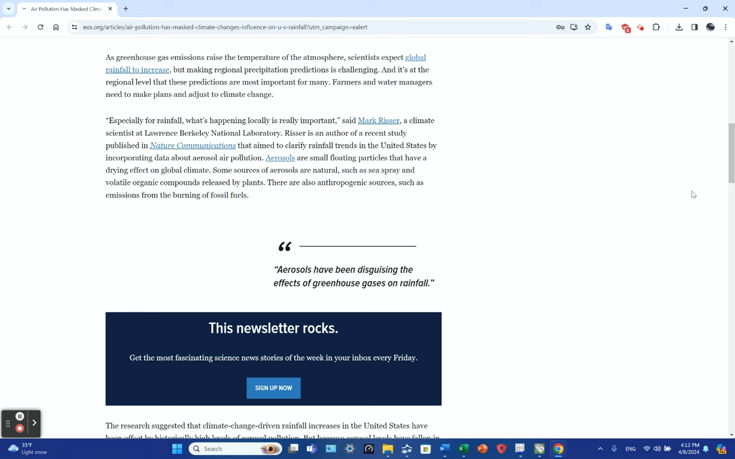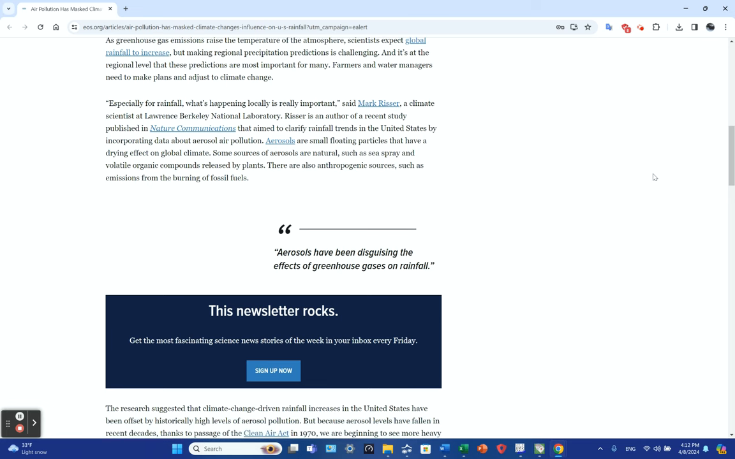Now, aerosols are very small, floating particles that they say have a drying effect on global climate. Some sources of aerosols are natural, such as sea spray, volatile organic compounds released by plants, dimethyl sulfide from phytoplankton, also volcanic output. And then the anthropogenic sources, such as burning fossil fuels.